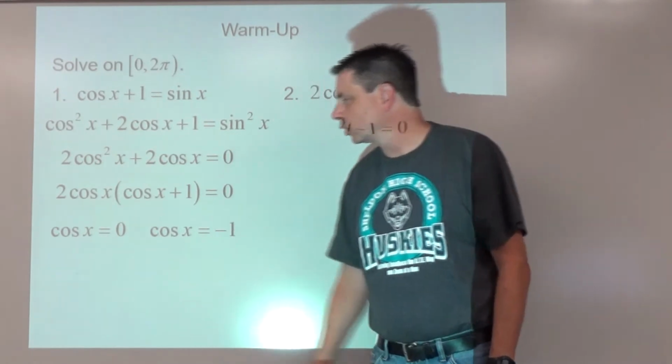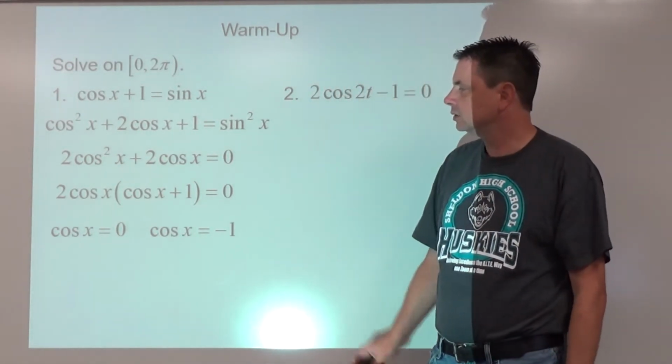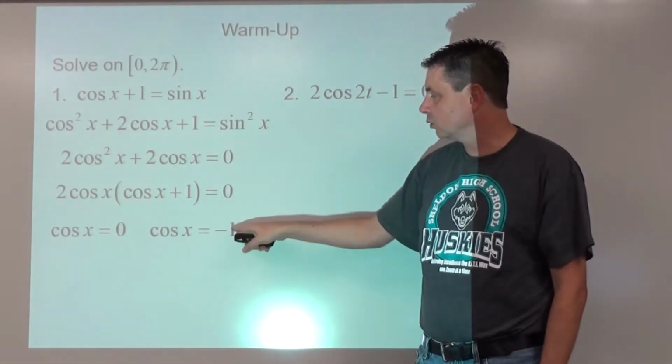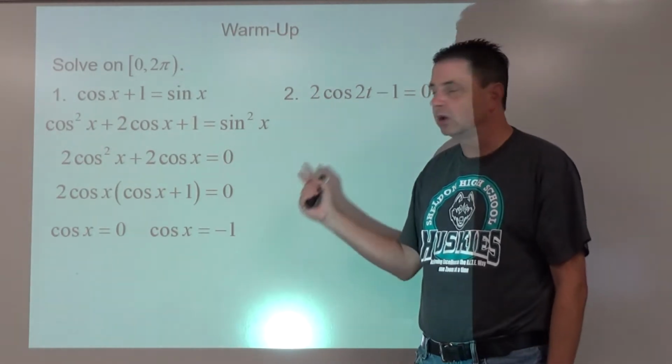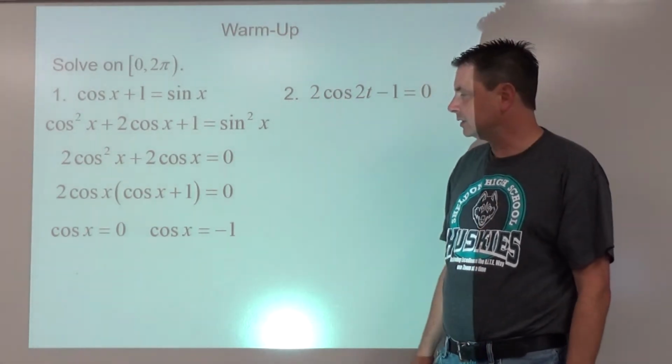Where is the x coordinate 0? Straight up, straight down. Where is the x coordinate negative 1? Straight left.